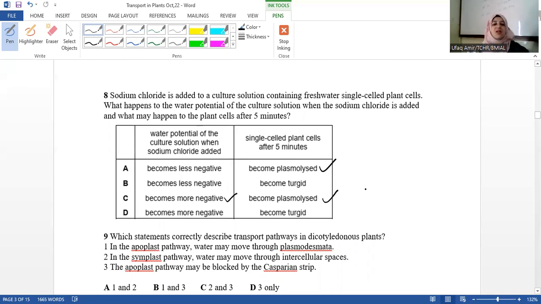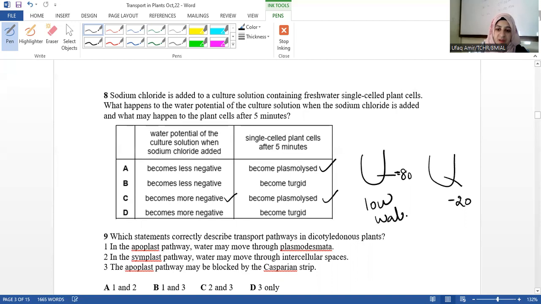More negative means less water potential, less water molecules, the less the water potential, the more the negativity. We will say that water potential is more negative. If we have two solutions, one having water potential of -80, and the other having water potential of -20, then the -80 has a low water potential, meaning it's a highly concentrated solution. And the one having -20 water potential has a high water potential. Its water potential is high.